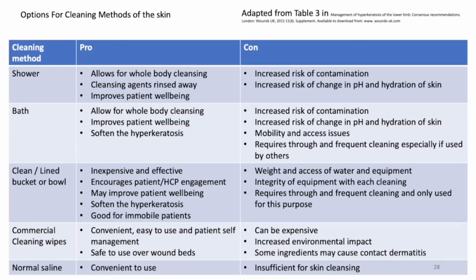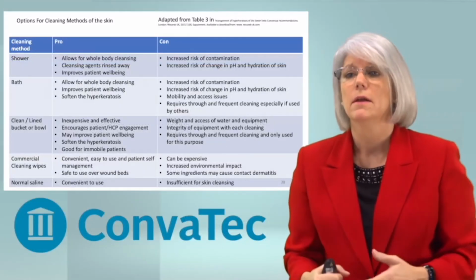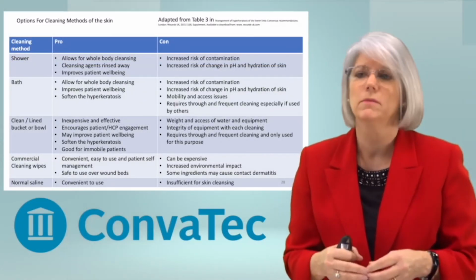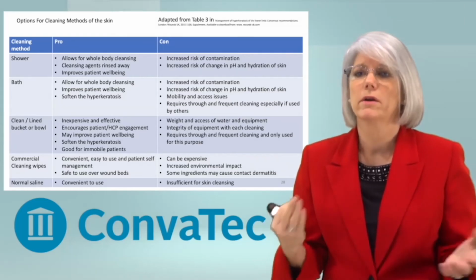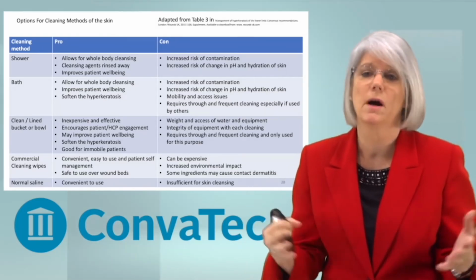Cleansing, as I said before, improves well-being. Washing with the moisture, with the fluid, helps soften that hyperkeratosis. And this is also good for immobile patients. The downside of it is having to gather your equipment and carry the water. The integrity of the equipment has to be checked at each cleansing, and it requires thorough and frequent cleansing of the equipment, but it's something we commonly do.